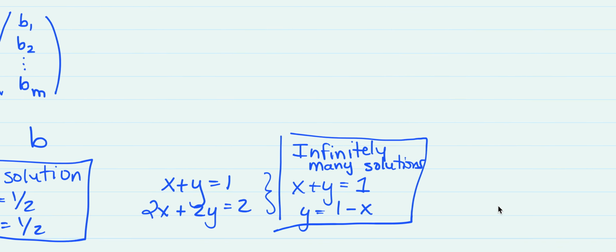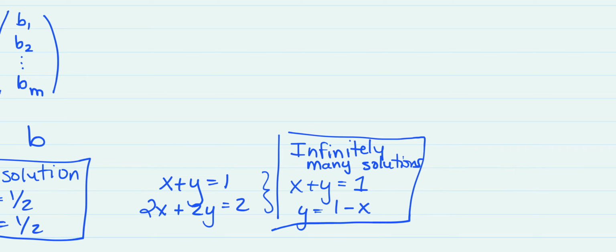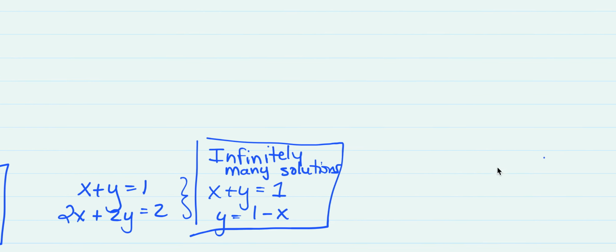Another situation you can have is where you have no solutions at all. So for example, x plus y is 1, x plus y is 2. This would have no solutions because at one point, when you add x and y together, you get 1, but then also if you add them together, you get 2, and 1 is not equal to 2. So this has no solution.